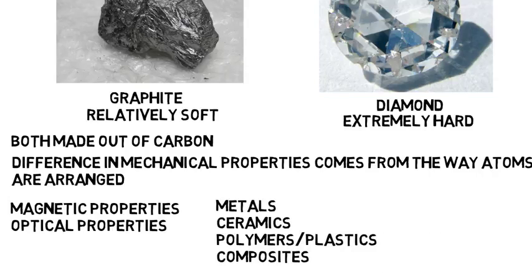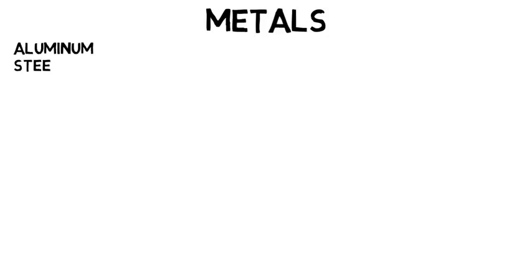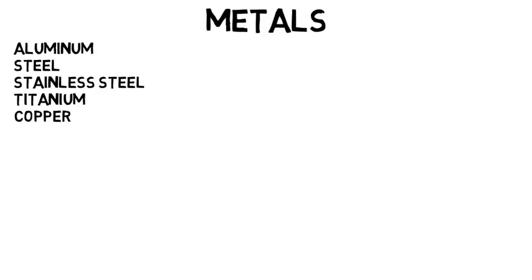So now, like I said, you go over the 4 main classes of materials, and everything you just saw will apply to all of these. But a big one you go over is metal. The main metals you go into include aluminum, steel, stainless steel, titanium, copper, and so on.